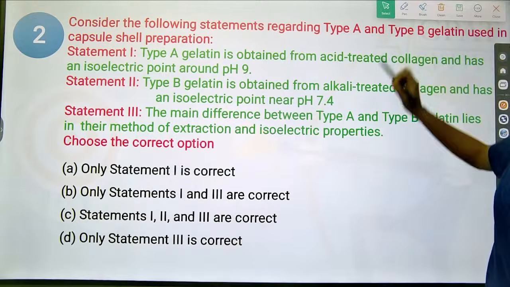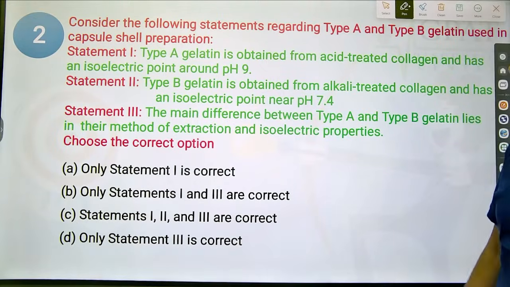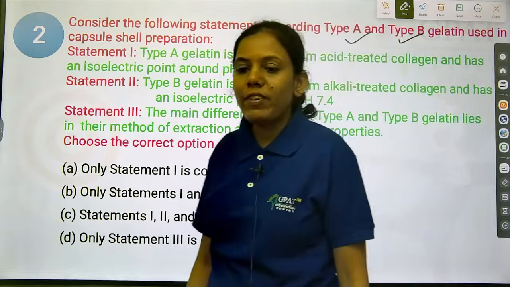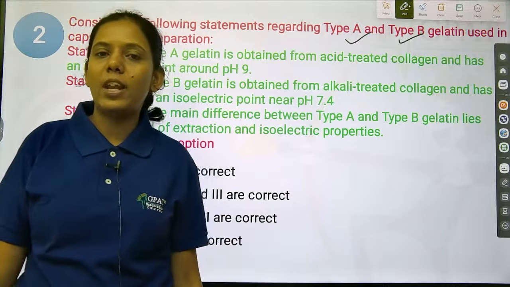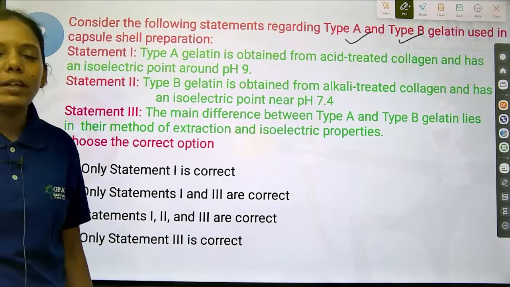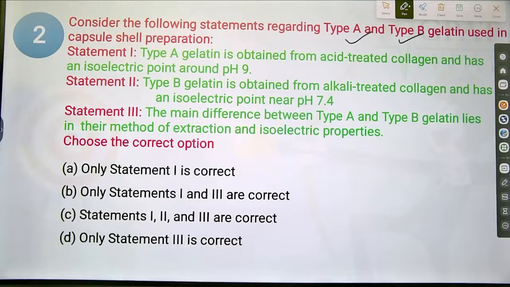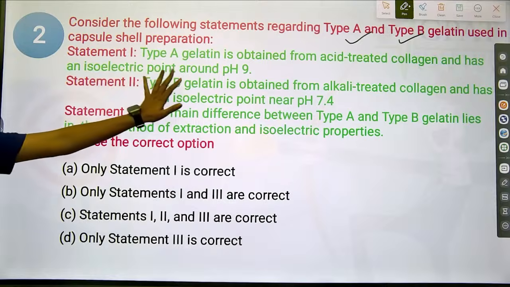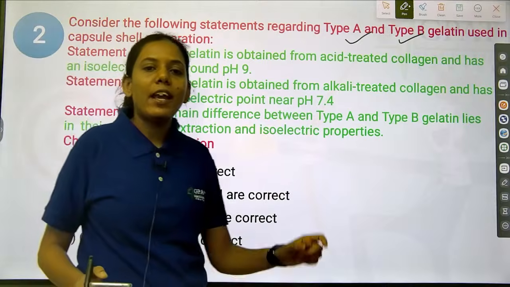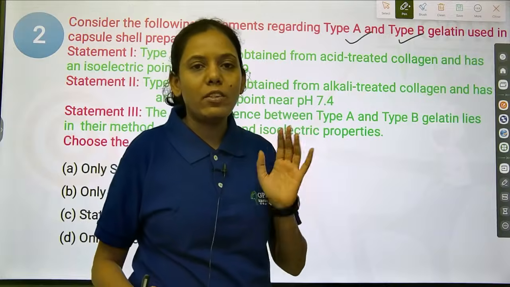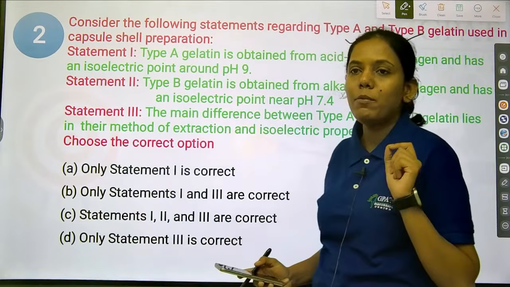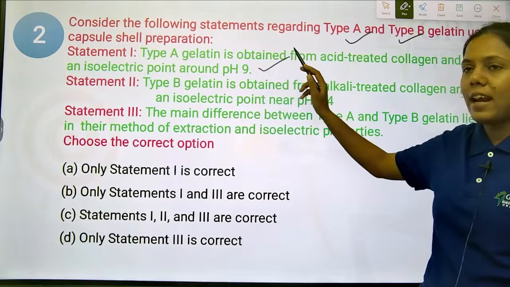Chalo, next question is, consider the following statements regarding type A and type B gelatin which is used in the capsule shell. So we have discussed based on the source of the gelatin, we have type A gelatin and type B gelatin. What should be the correct answer for this one? So let's see first of all the statement. Type A gelatin is obtained from acid treated collagen and it is having isoelectric point around pH 9. So we have seen iso means what? Iso means same, electric means charge. Isoelectric means which is having same charge. So definitely type A is the right answer.